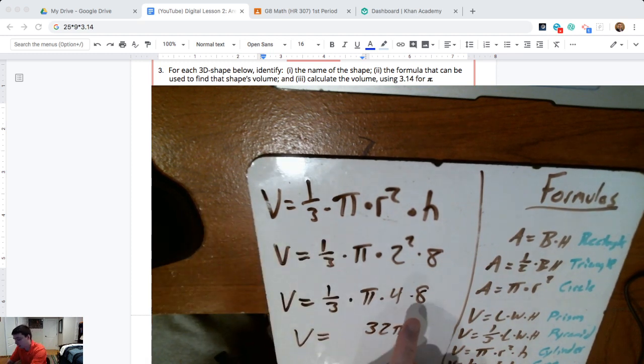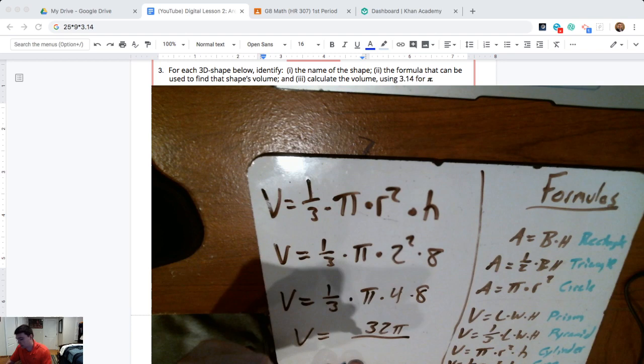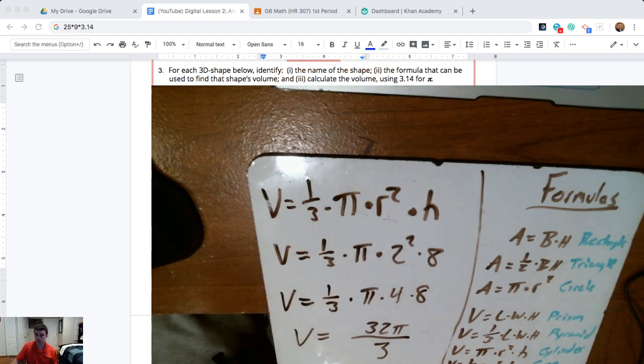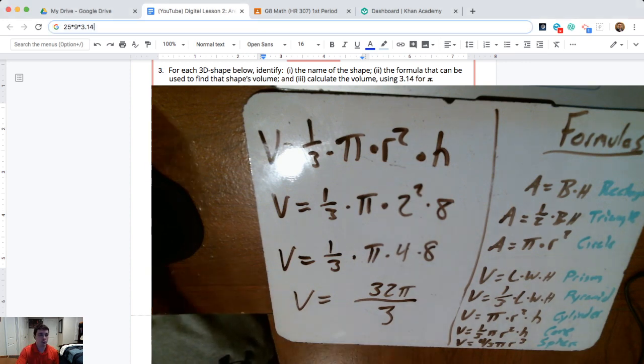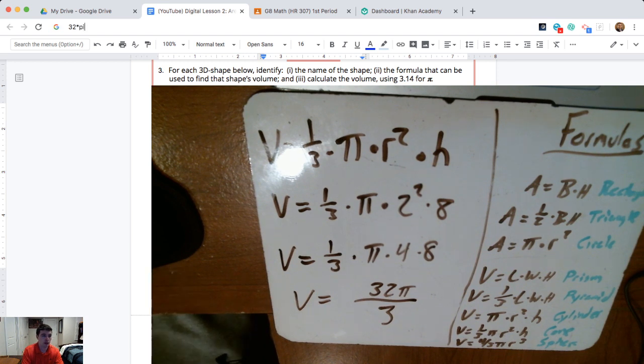32 pi is going to get multiplied by 1/3, which is the same as dividing by 3. So at that point, I'm going to use my calculator now to figure out what is 32 multiplied with pi, and then divided by 3, because that's the effect of multiplying. Oh, and remember, we want to use 3.14 for pi.